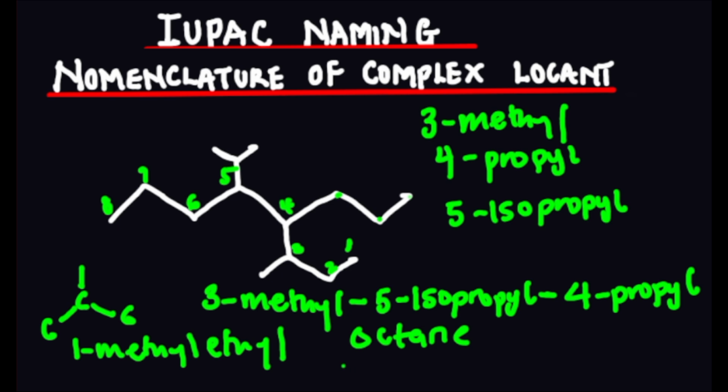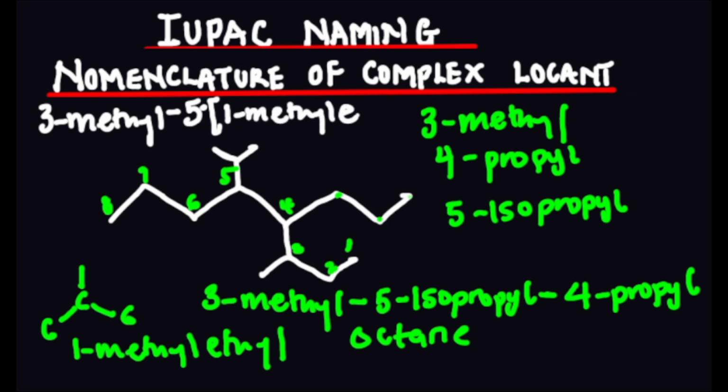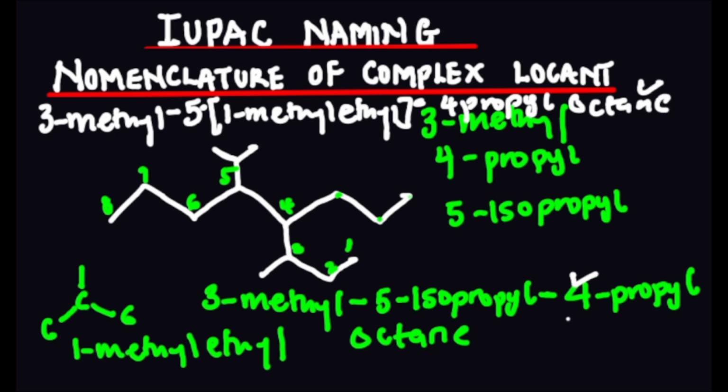Or better still, you can name it in this way. This is going to be 3 methyl. Then you're going to have 5, open a square bracket, 1 methyl ethyl, then close the bracket. Then followed by 4 propyl octane. So whichever way you name it, that's just the right way of naming this compound.